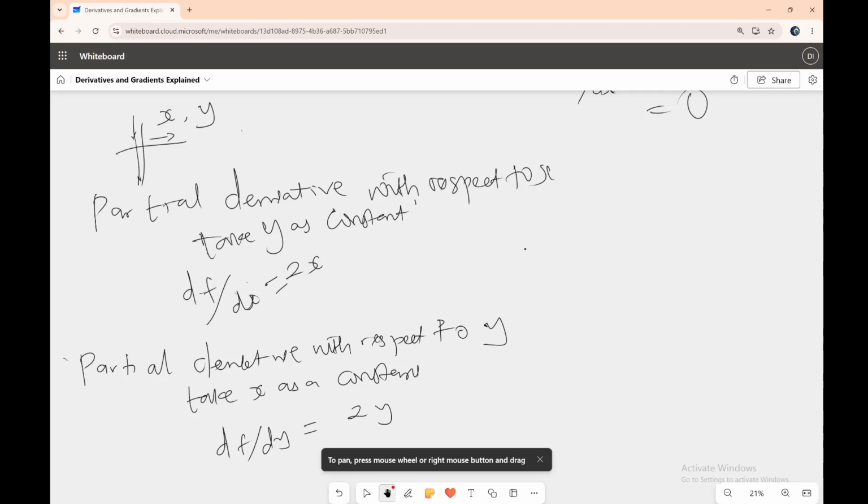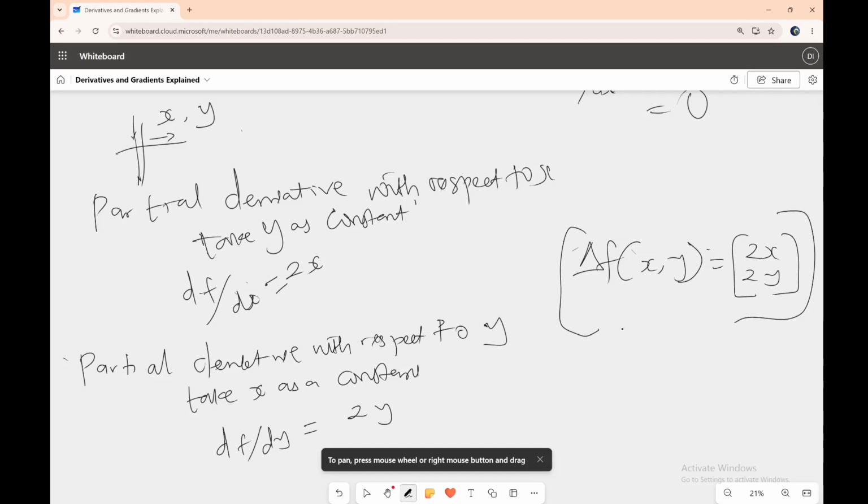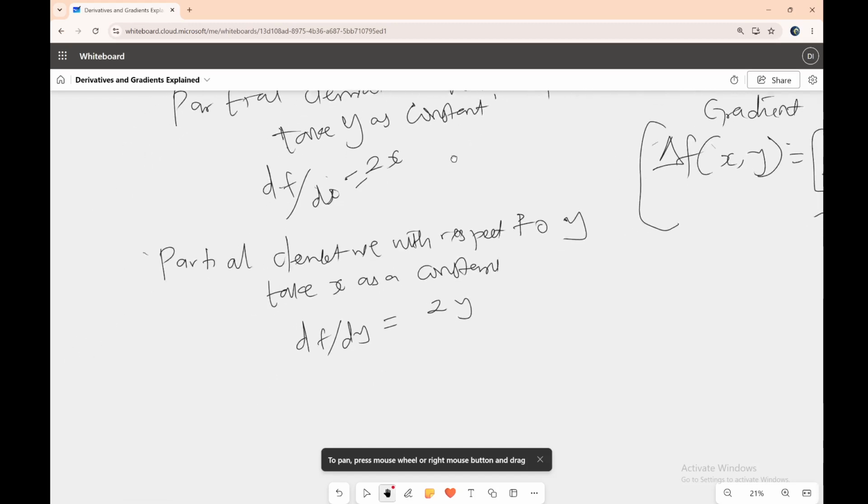So what this means is that if I'm trying to check the gradient, for the gradient it's going to be what? We're going to use delta f, which is actually very important. That's of x, y, and that's going to give us a vector, just like we said. The result is going to be a vector, so we're going to have 2x, 2y. Okay, so this is what we call the gradient.